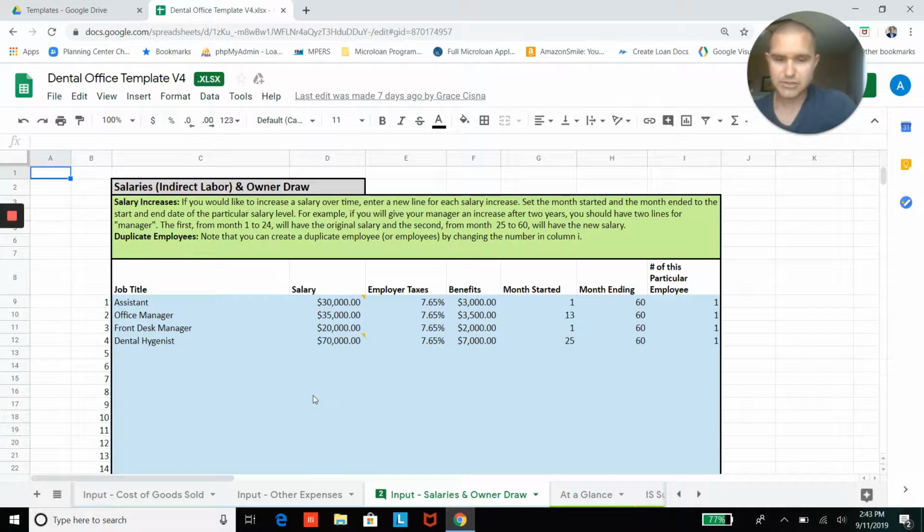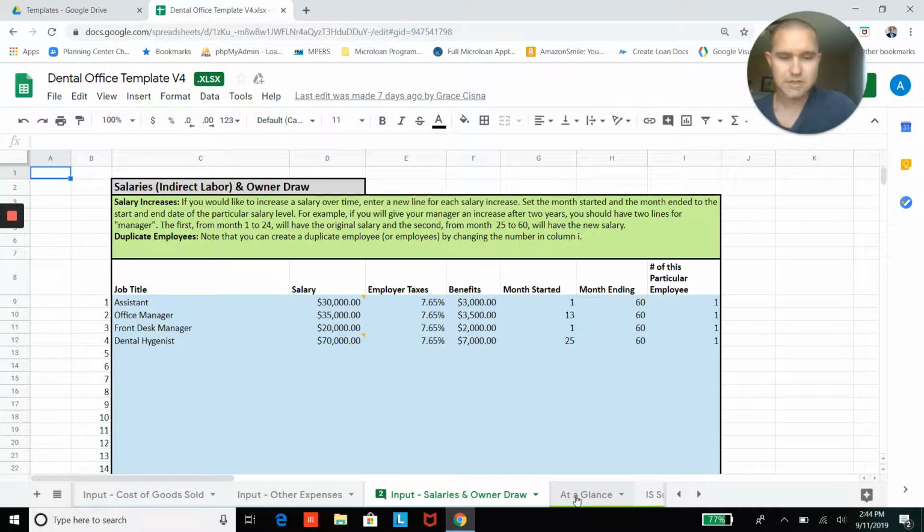Then you'll be able to enter in salaries for different positions. You can enter in start dates, so you may not want to start with all of those employees on month one, and you can phase those people in as you grow.